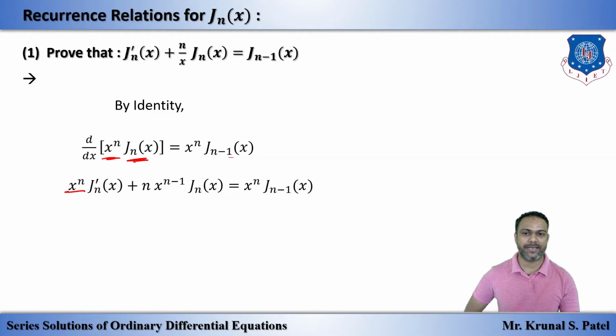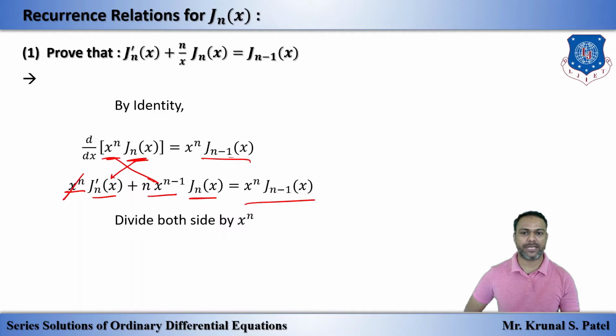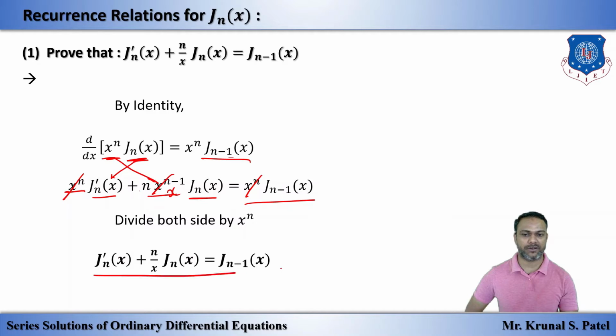So first as it is, derivative of second, second as it is, derivative of first, and this as it is. Now divide by x to the n. So x to the n cancels out. So x to the minus 1 as it is, that is 1 by x. So n by x. So this is our proof. Simple proof of Bessel's. Bessel's function is a simpler form than the Legendre polynomial.